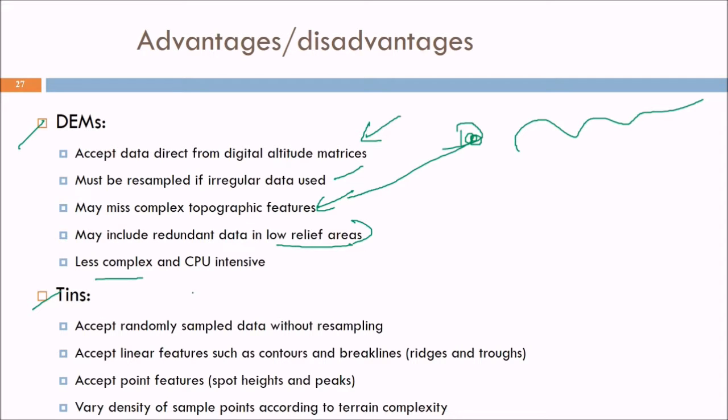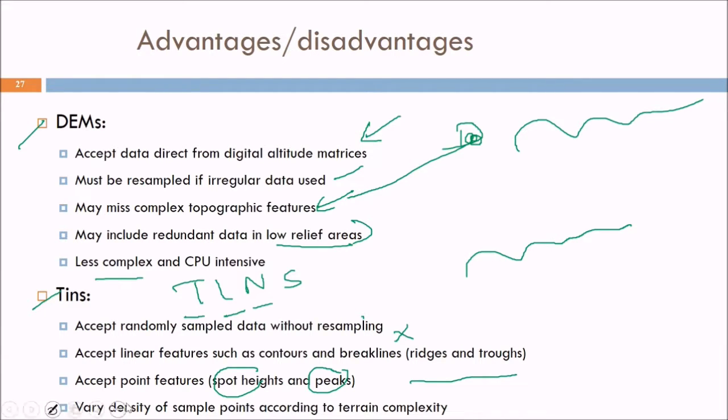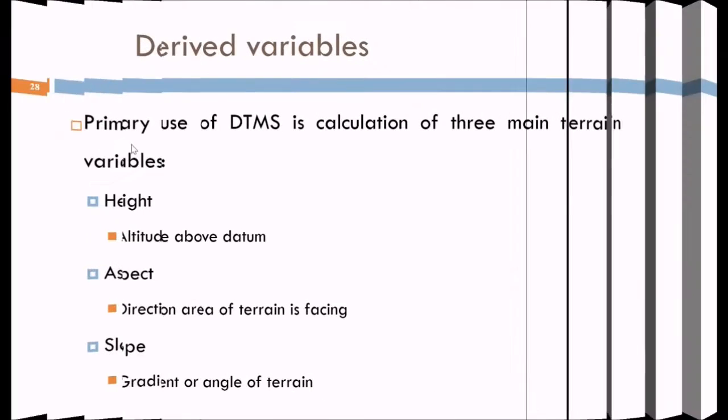While the TIN, or triangular irregular network, accepts randomly sampled data without resampling. And it accepts linear features such as your contours and break lines, ridges and troughs, etc. And it accepts point features like spot heights and peaks also. And the density can vary, so it varies the density of sample points according to the terrain complexity also.